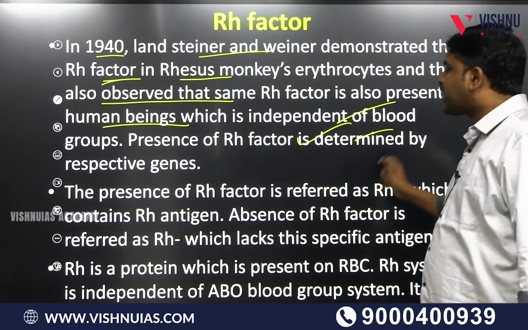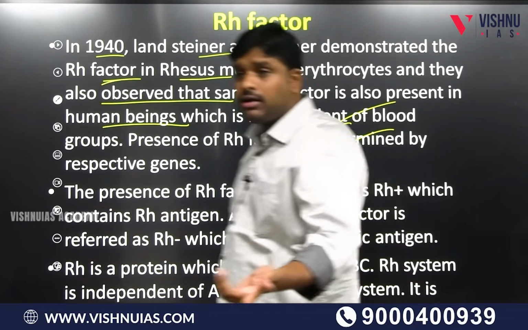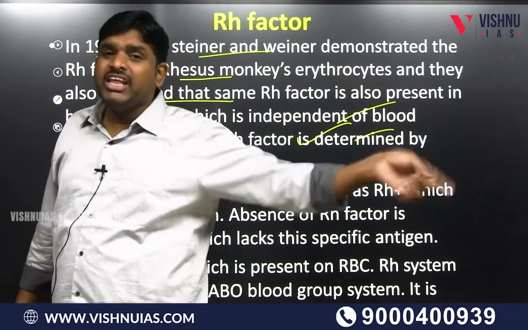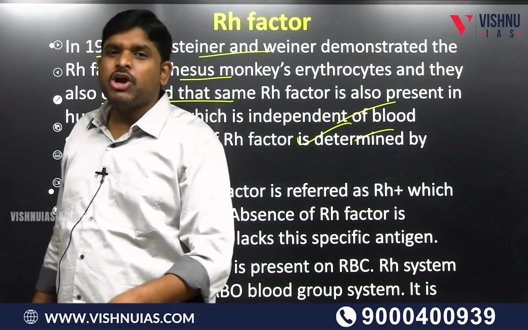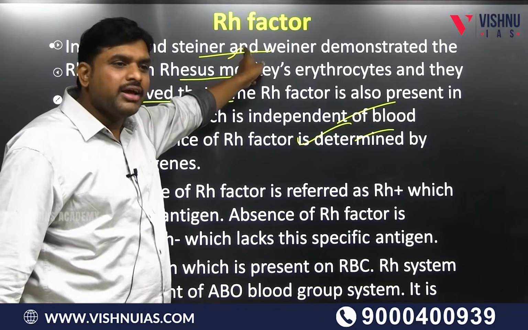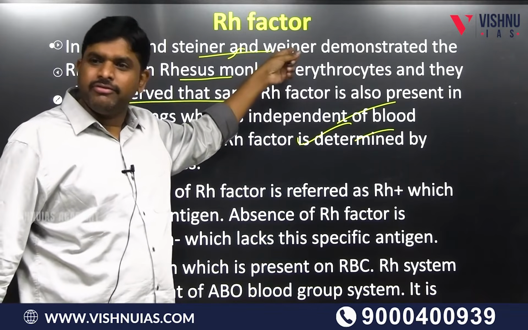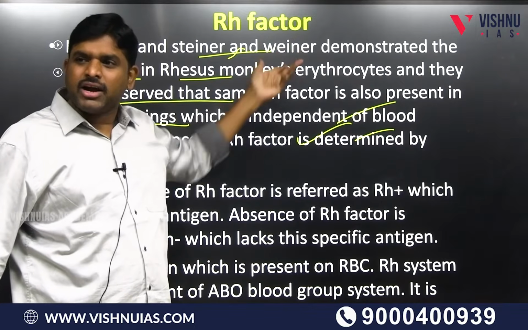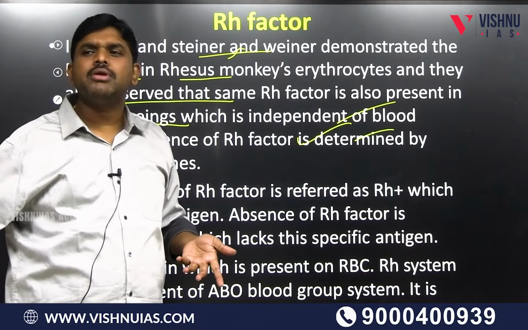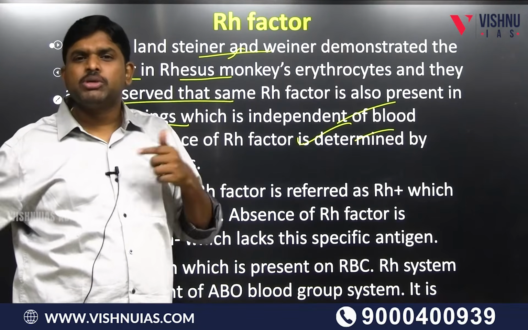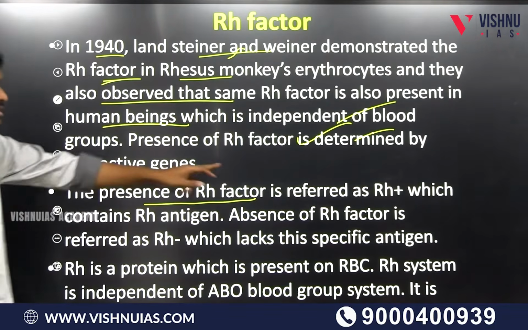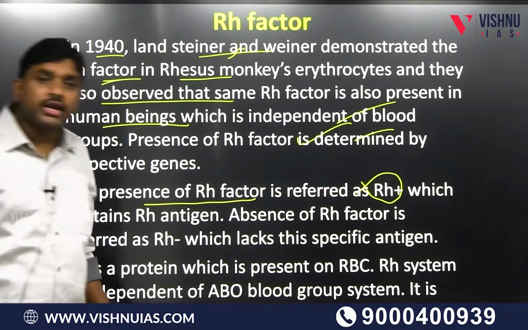Presence of Rh factor is determined by, again, what? A protein. And the protein is because of what? The respective gene. Anything because of a gene is called a genetic marker. Hence, the rhesus factor is also a genetic marker. Blood group is because of a gene sitting on chromosome number 9. Rhesus factor is also because of a gene. The presence of Rh factor is referred to as Rh positive.